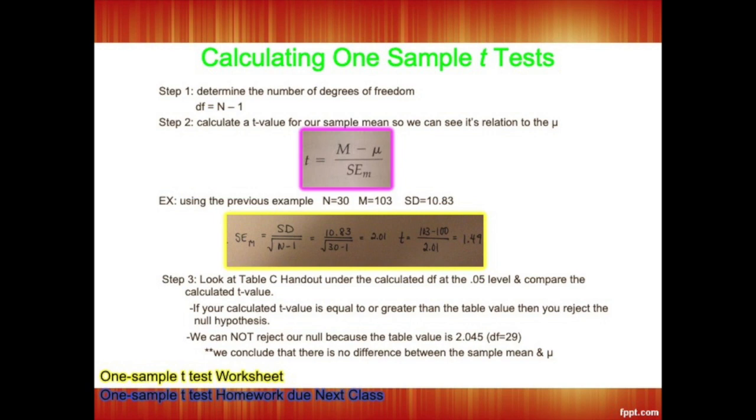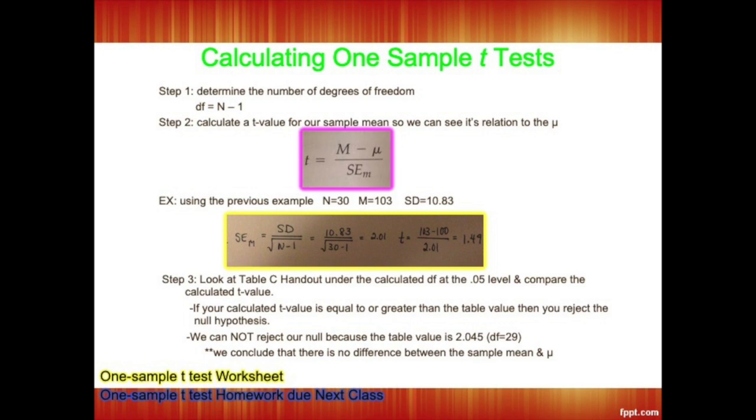Okay, so how do we calculate a one sample t-test? Well, I'm going to be showing you on the one sample t-test worksheet, so you'll need to grab that off of Canvas, and I'll be showing you that tutorial momentarily. But I'm just going to talk you through it first, and then we'll do the example together. So the first thing that you need to do is determine the number of degrees of freedom you have, and that is calculated by just taking n minus 1, and then you are going to calculate a t-value for your sample mean so that you can see its relation to the population mean.